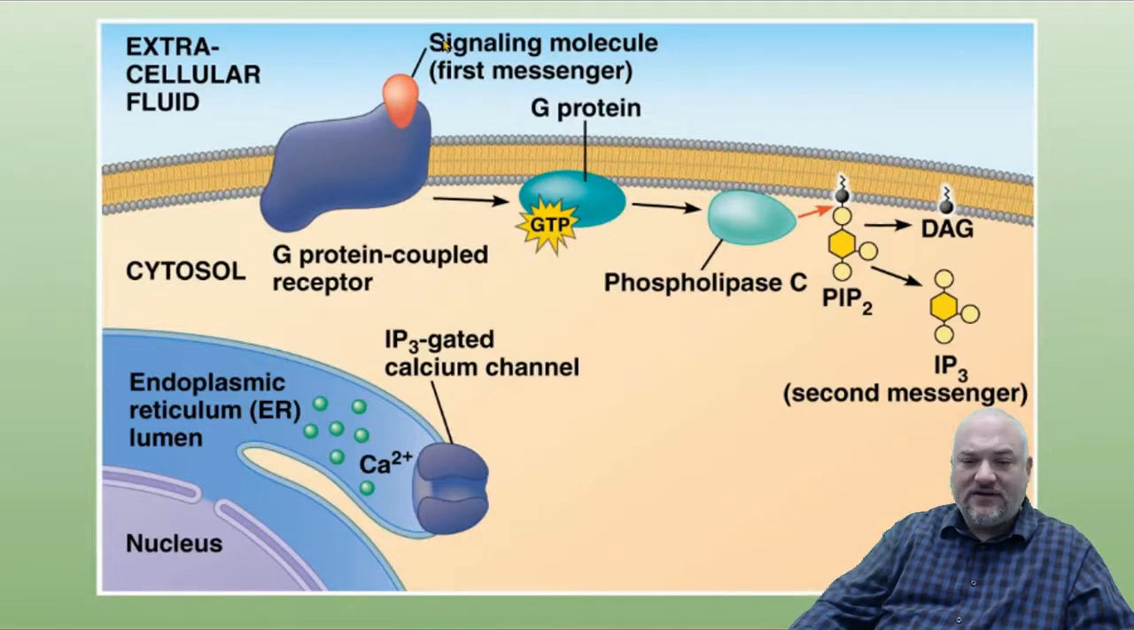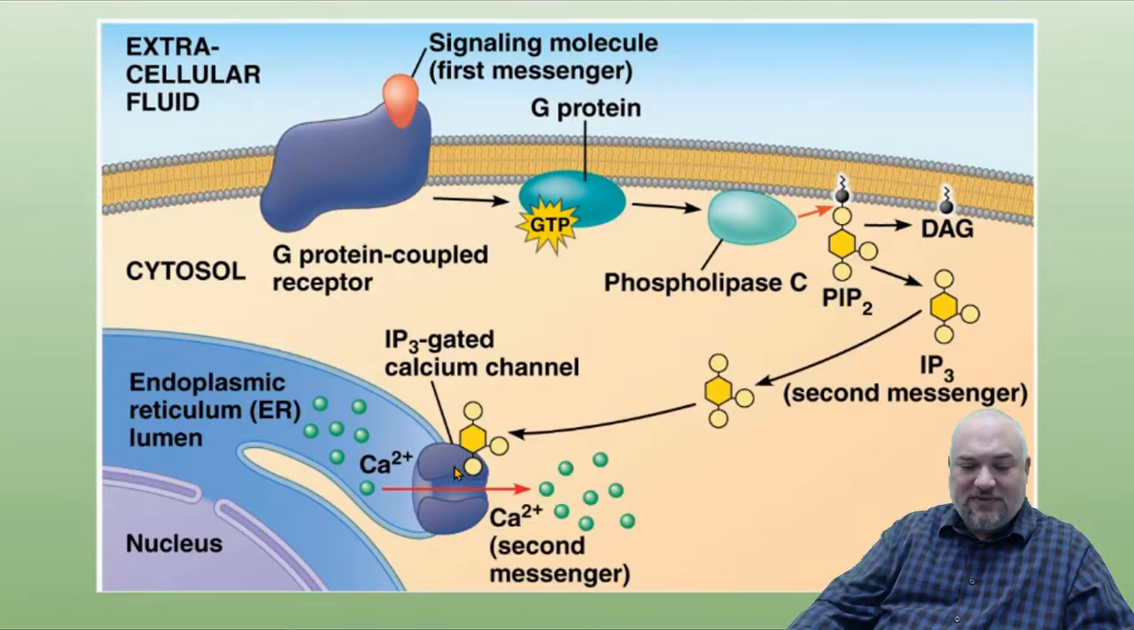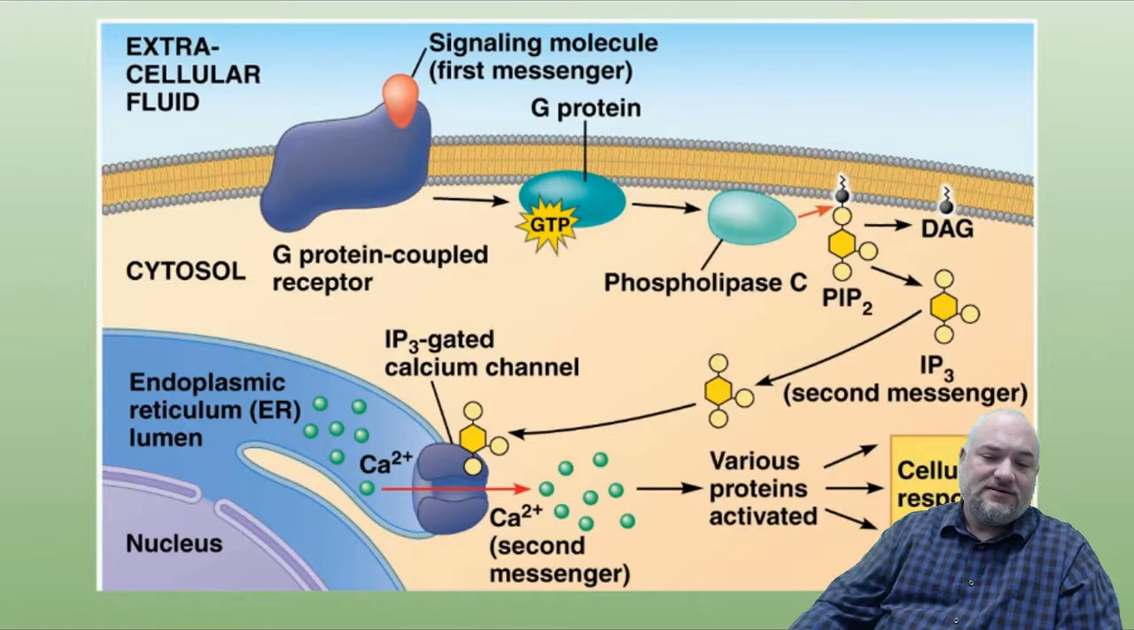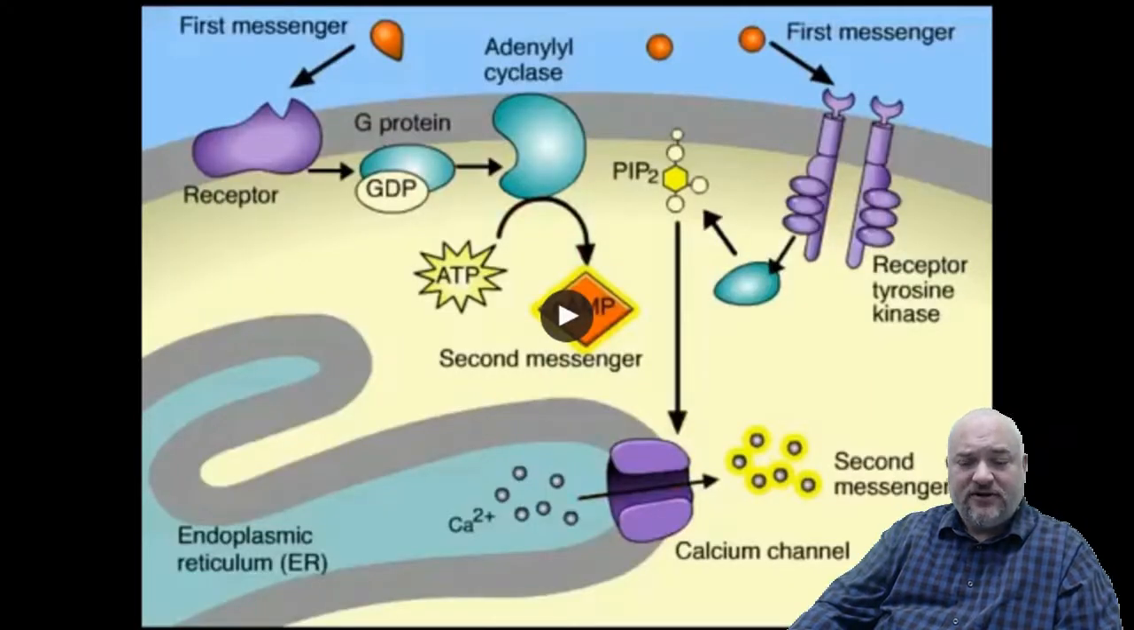And so what that allows is we can get a situation like this. Here we've got our signal, our G protein coupled receptor activates the G protein, which activates phospholipase C, which breaks off this molecule, which then opens up a ligand-gated calcium channel, allowing calcium to rush through, causing a cellular response. Here's a video that shows some of those a little bit better, so we'll watch that.